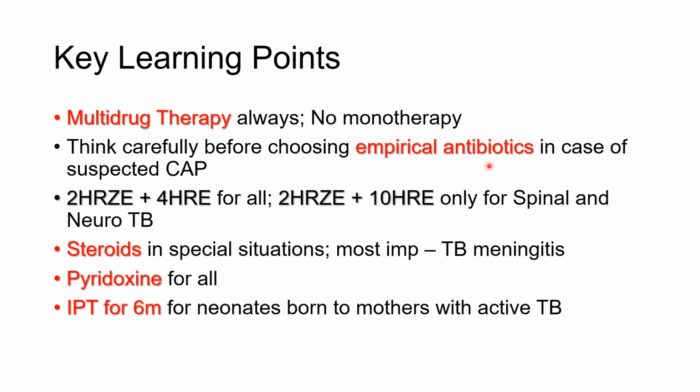the symptoms will transiently improve and later come with drug resistant tuberculosis, that we discussed in our second lecture also. Third thing is 2 HRZE plus 4 HRE for all, and only in case of spinal and neurological tuberculosis we have to give 2 HRZE plus 10 HRE. Steroids in special situations, the 5 indications we learnt, most important of them is tubercular meningitis. Pyridoxine has to be given to all, and isoniazid preventive therapy for 6 months to neonates born to mothers with active tuberculosis disease. These are the key learning points of today's session.